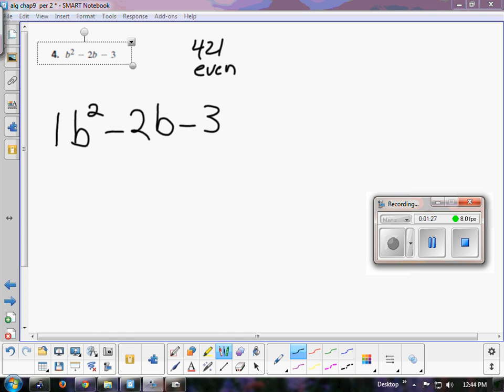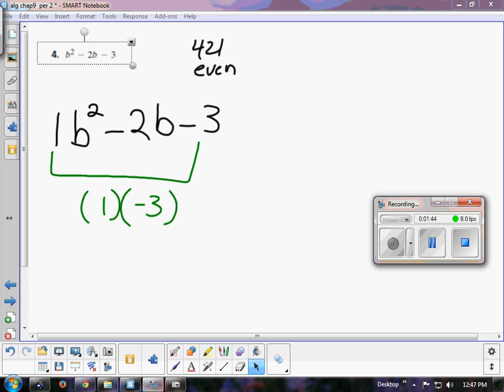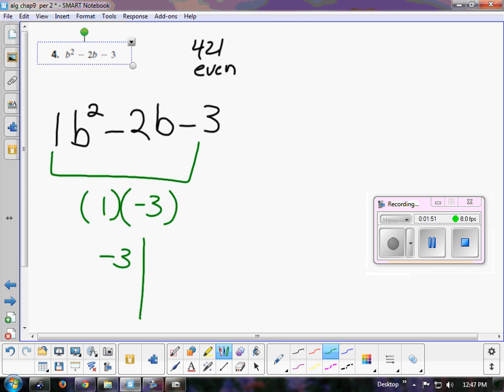Okay, so what you do is this. You're going to multiply the first and last number, the number out in front of the square and the last number. So I'm going to multiply 1 times -3. Okay, so 1 times -3. We're going to multiply those two together and we get -3. Now what I'm going to do is put that into a T-chart, the multiplication addition chart, and put the middle number here, just like we did yesterday.